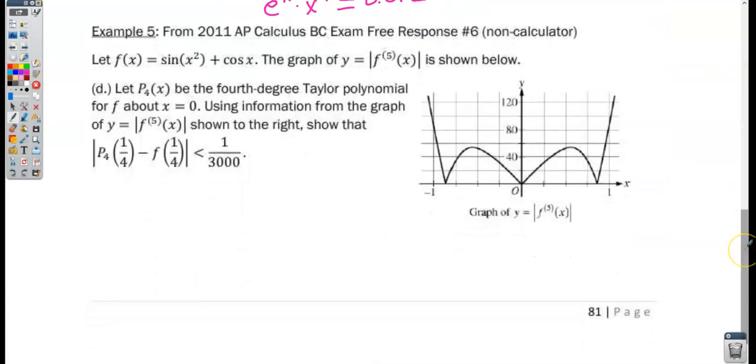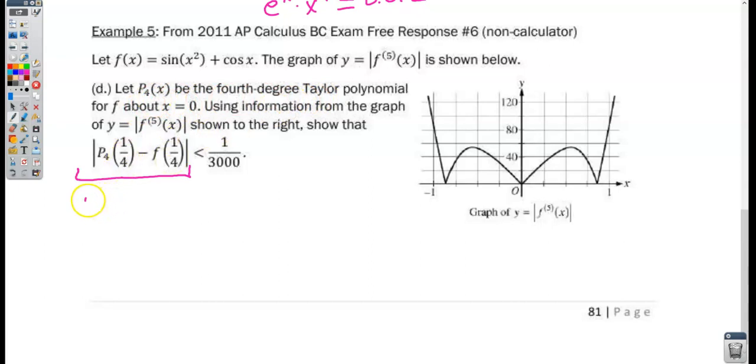All right, last one. Example 5 from the 2011 AP Calculus BC free response, number 6. Let f of x equal sine of x squared plus cosine of x. The graph of y equals the absolute value of the fifth derivative of f is shown below. Let P of x be the fourth degree Taylor polynomial for f about x equals 0. Using information from the graph, show that the difference between the polynomial at 1/4 and the function at 1/4 is less than 1 over 3,000. This is another way for us to express the error. It's the difference between the polynomial and the function. So we're looking for the fourth degree error here.